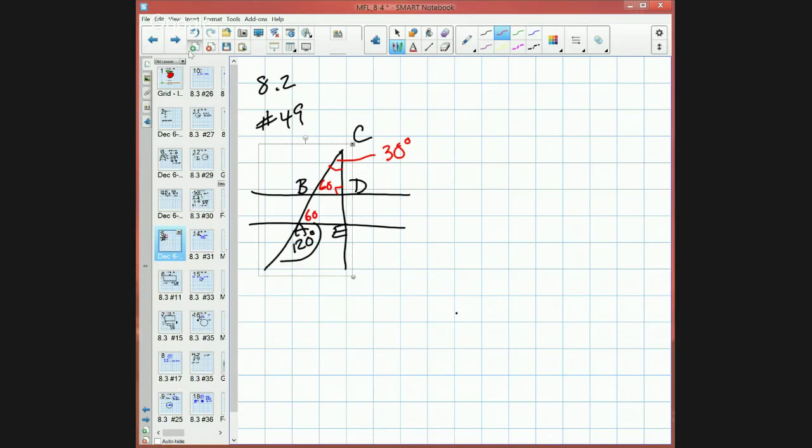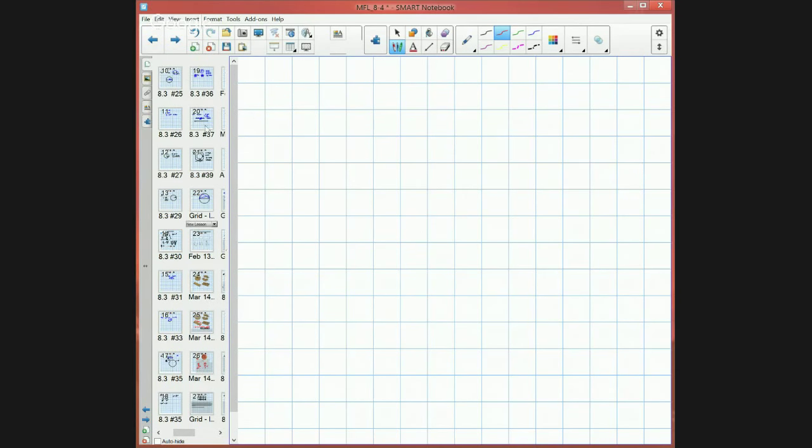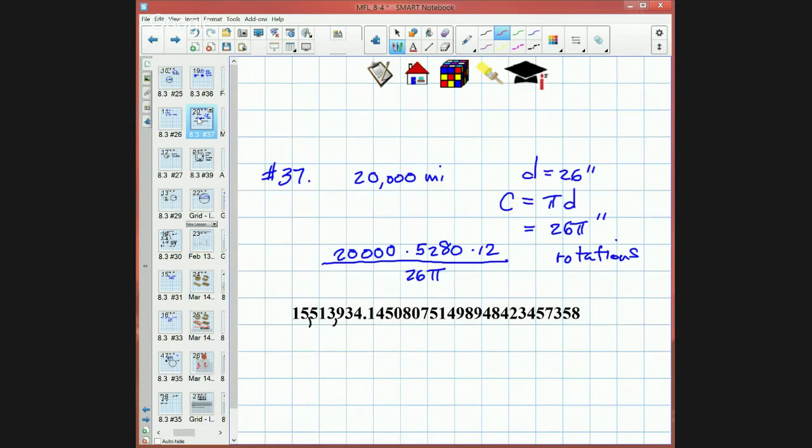Okay, so let's make another slide here. And this is 8.2. Oh, 8.3, number 37. Got it. Okay, Rhonda. So this one I'll just show you. It's actually not a very hard calculation, but a lot of conversions to do because of the units. So on 8.3, number 37, we've got this motorcycle tire guaranteed for 20,000 miles.